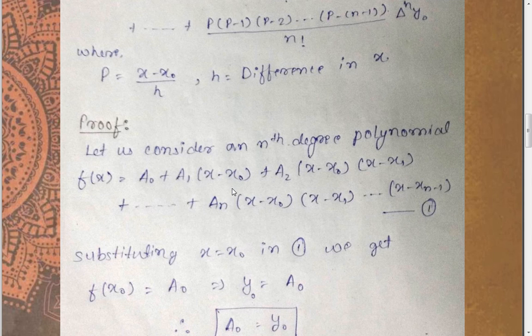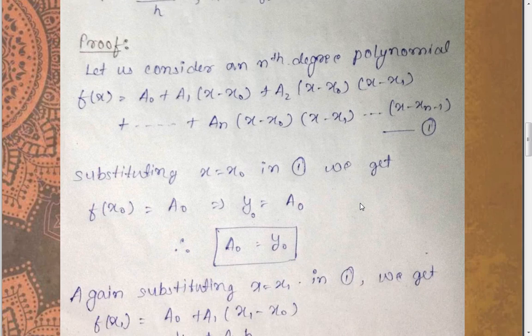What you should notice here is that the base of a is equal to the number of bracket terms. When the base is 1, the number of bracket terms is 1. When the base is 2, there are 2 bracket terms. Similarly, when the base of a is n, we have n bracket terms, and the bracket terms also have a pattern in them, which is x minus x naught up to x minus x n minus 1.